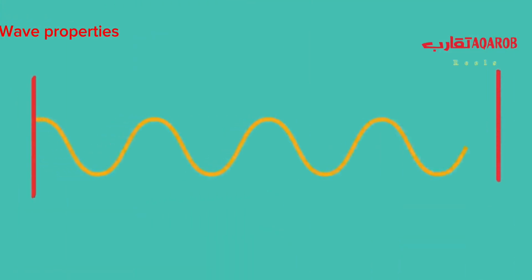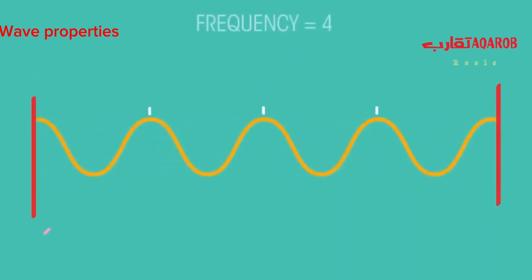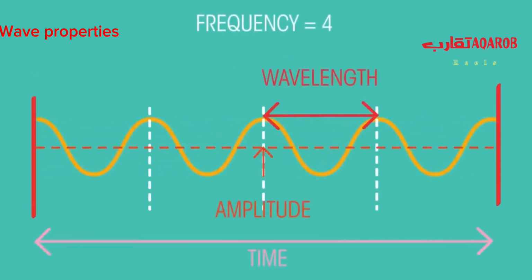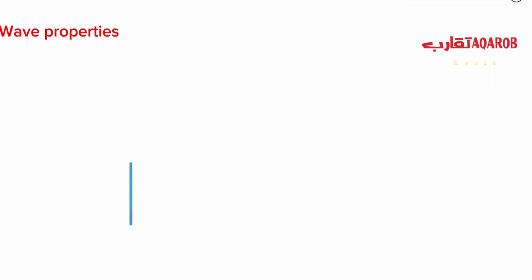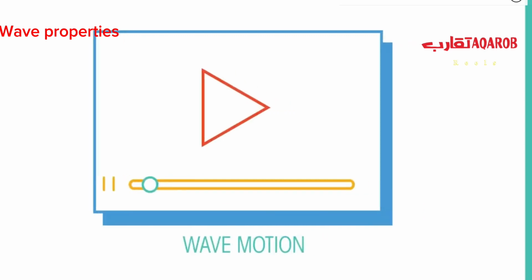Waves transfer energy from one place to another. You should already know how to describe them in terms of frequency, wavelength and amplitude, which we looked at in another video. In this video, we're going to look at two ways they can be classified.